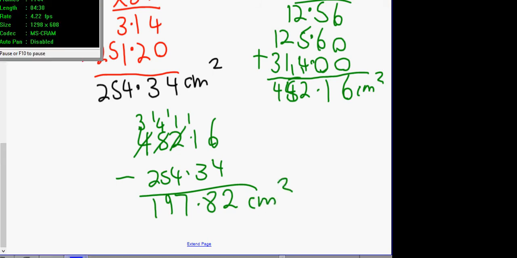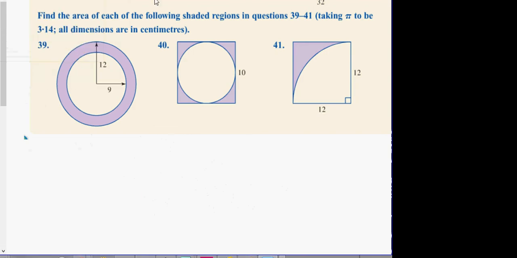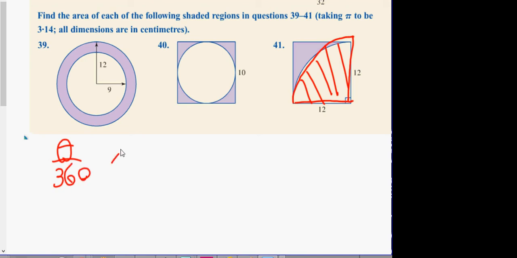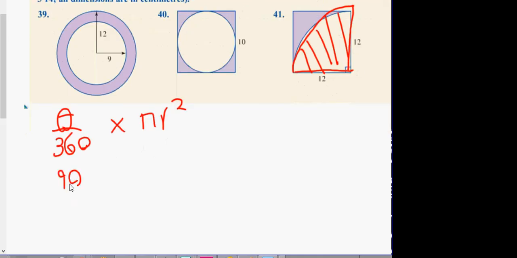Hey guys, with number 41, the red area I'm going to shade in here is known as what? If it's not a full circle, what's it known as? Ryan? Yeah, it's a sector, okay? Now, the area of a sector is the angle divided by 360 multiplied by the area of the full circle. What's the angle, Ryan? 90 degrees over 360. What's 90 over 360?